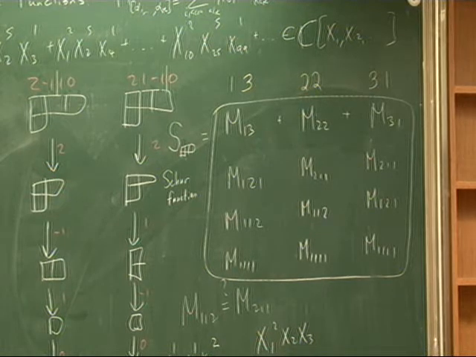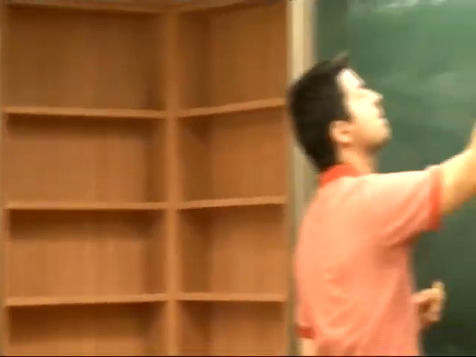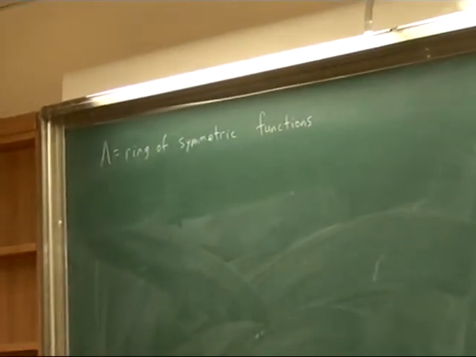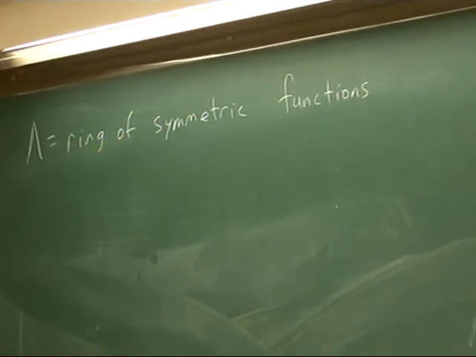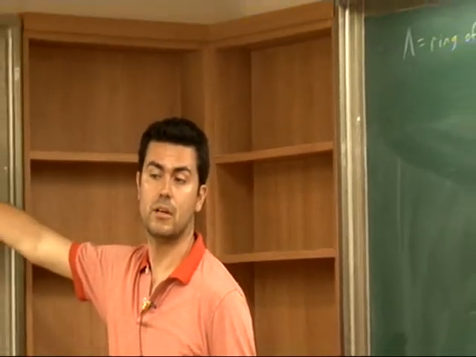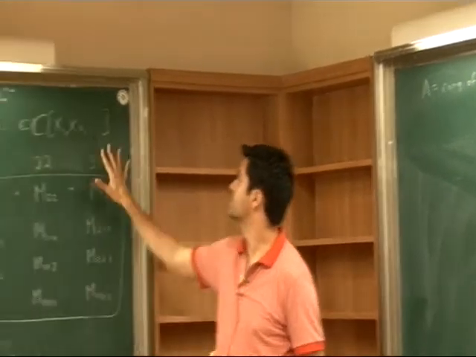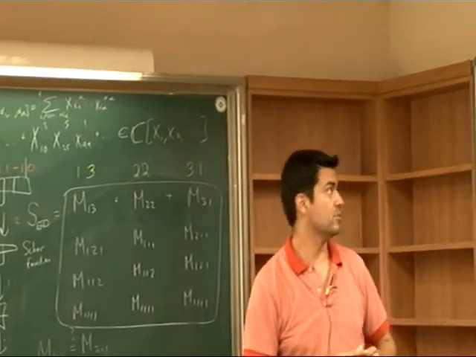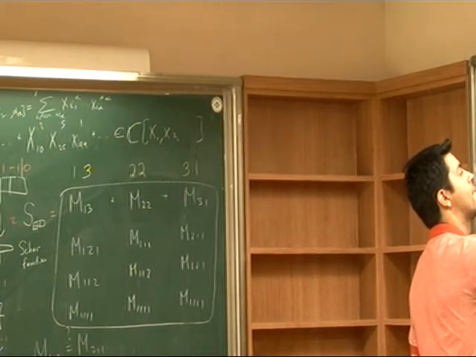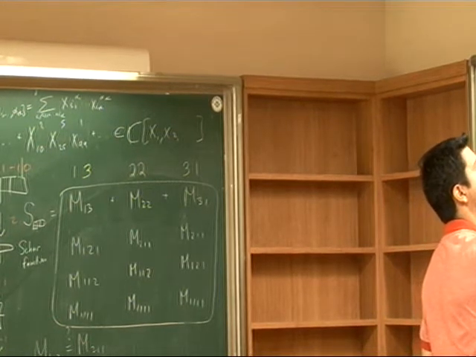So lambda is a ring of symmetric functions. Which is basically, think of all the homogeneous polynomials that are invariant under switching the variables around. Okay, so they form a ring, and so the S lambda are a basis for this.